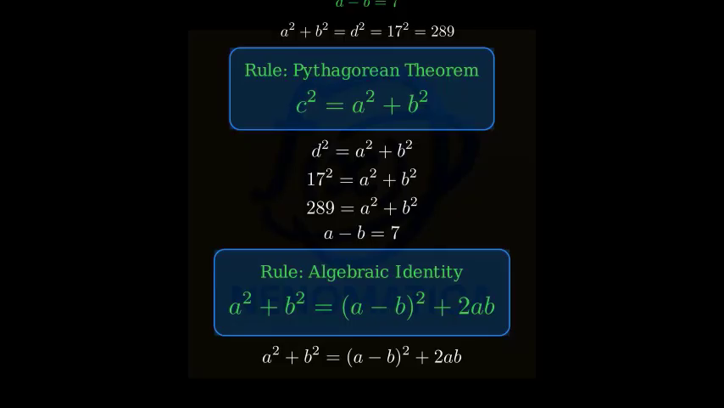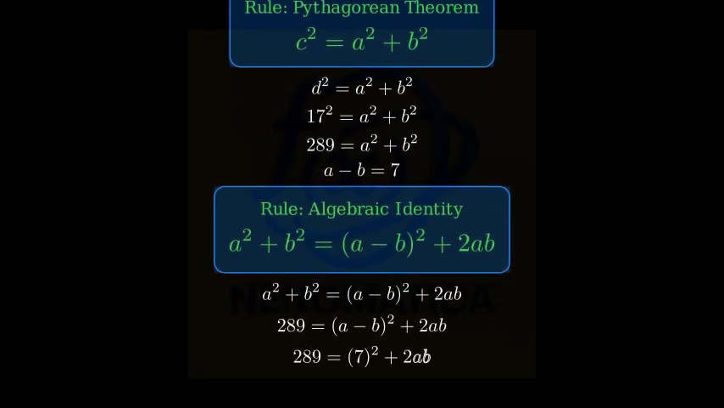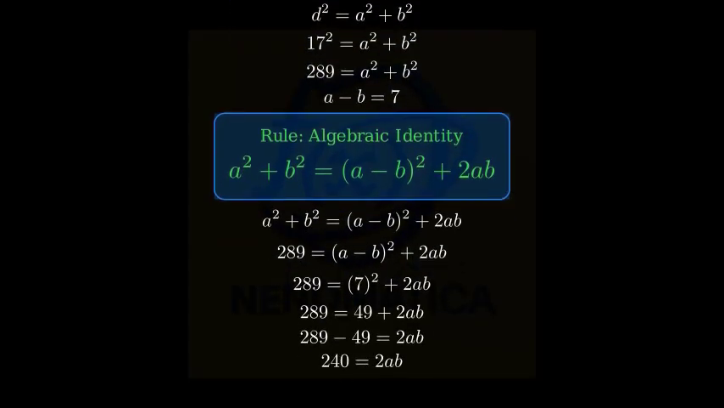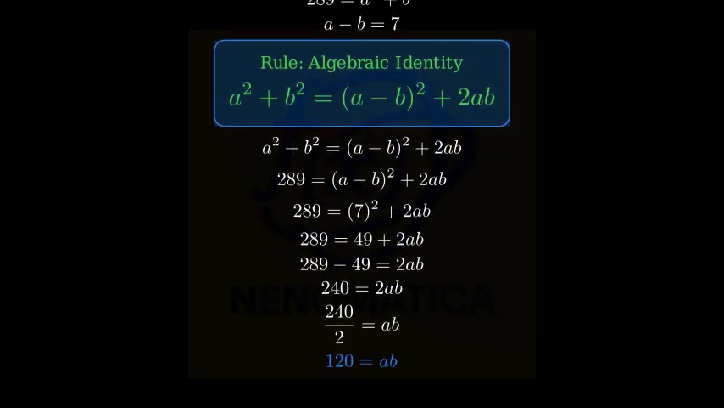Now, let's substitute what we know into this identity. We know that a squared plus b squared equals 289, and a minus b equals 7. So the square of a minus b is 49. Substituting these values, we get 289 equals 49 plus 2ab. Subtracting 49 from both sides, 240 equals 2ab. Dividing by 2, 120 equals ab.